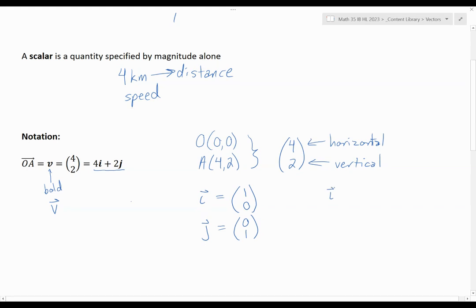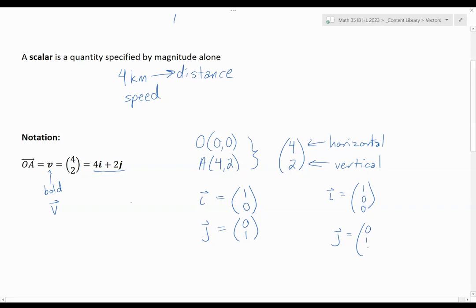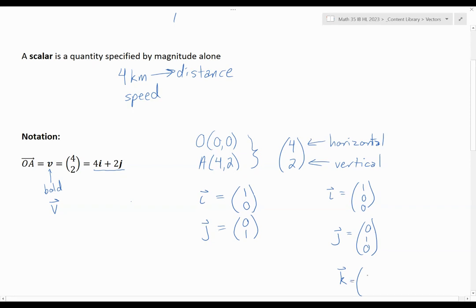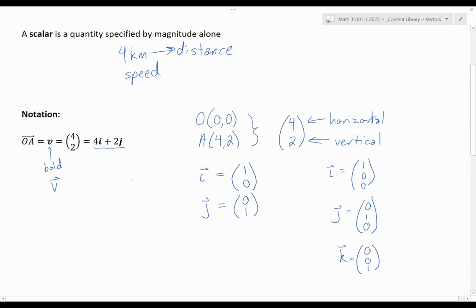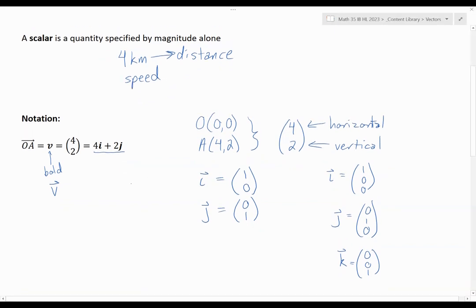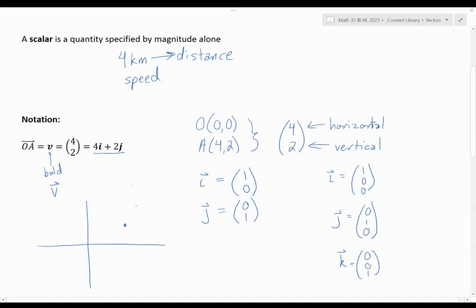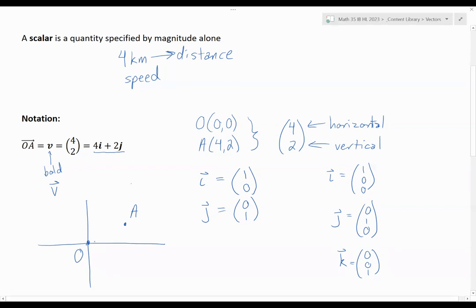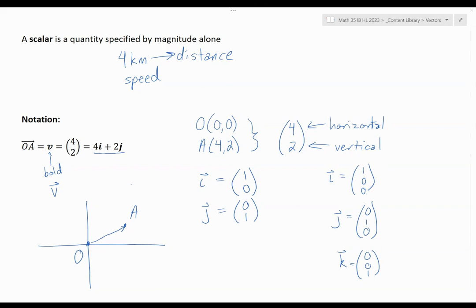If I'm working in 3 dimensions, then my component vectors are still i for the horizontal component, and j for the vertical component. But now because I have a 3rd dimension, I need a 3rd component, and that would be k if I'm working in 3 dimensions. So graphically, what I've drawn here is, in my coordinate plane, I said the point A was at 4, 2, O is at the origin, so vector OA refers to this vector from O to A.